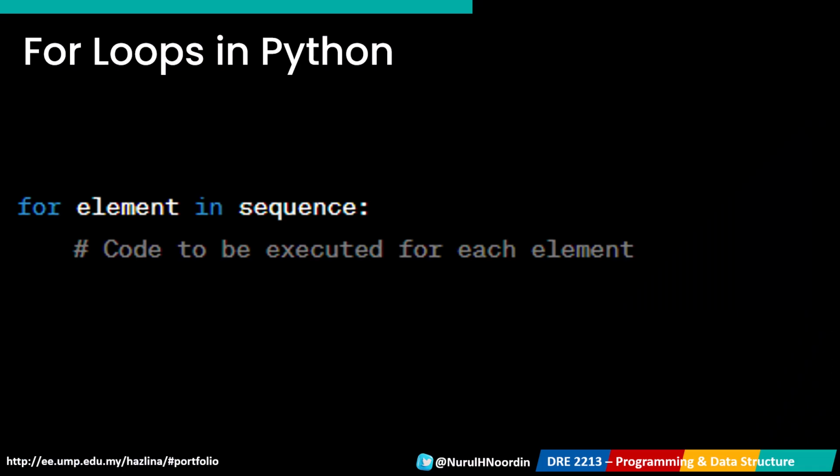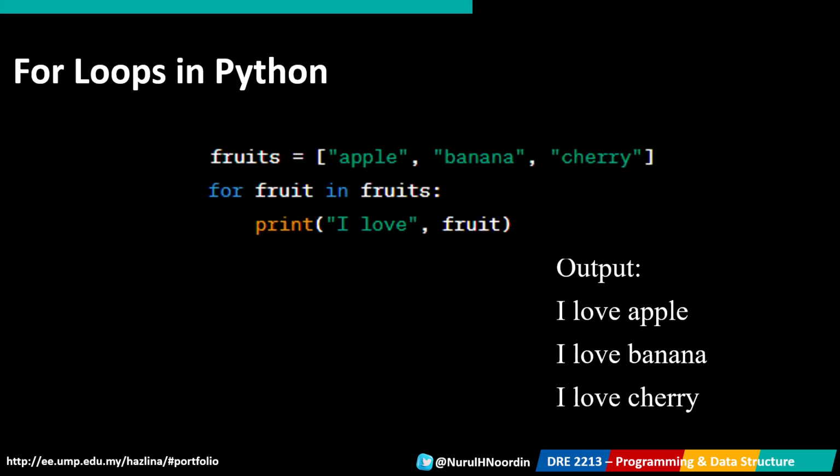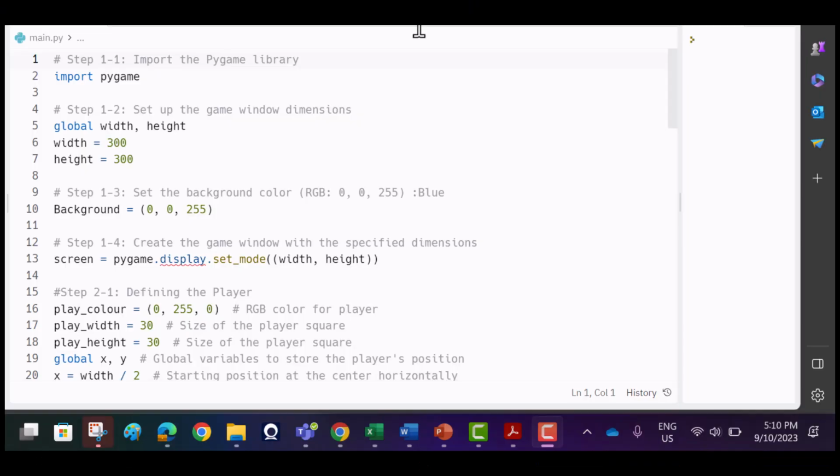A for loop is a control structure that allows you to iterate over a sequence of elements, executing a block of code for each element. The for keyword initiates the loop. Element is a variable that takes on each value from the sequence. Sequence can be a list, tuple, string, or any other iterable element. This is a for loop example in Python. This is the final code of step 3.